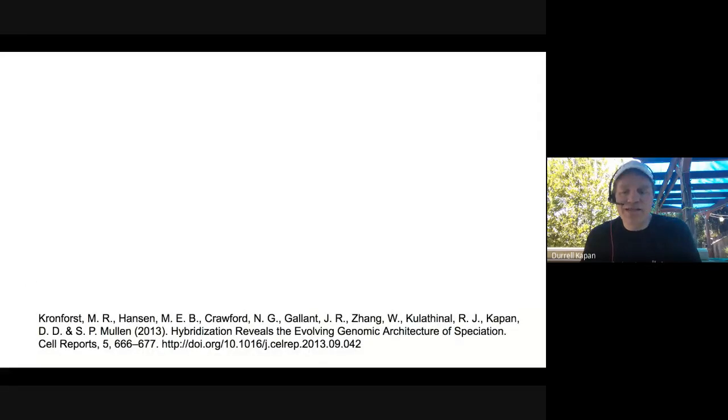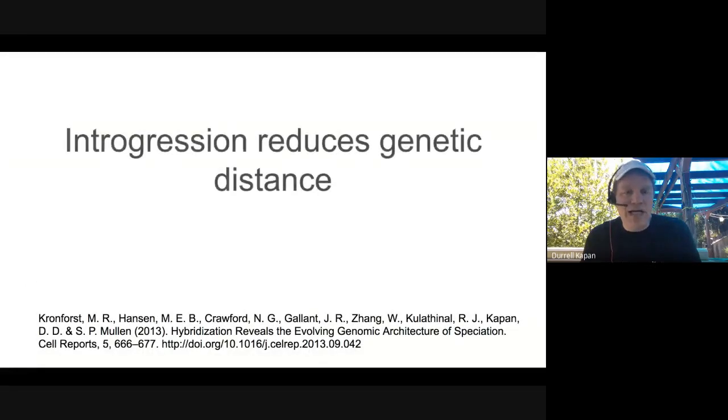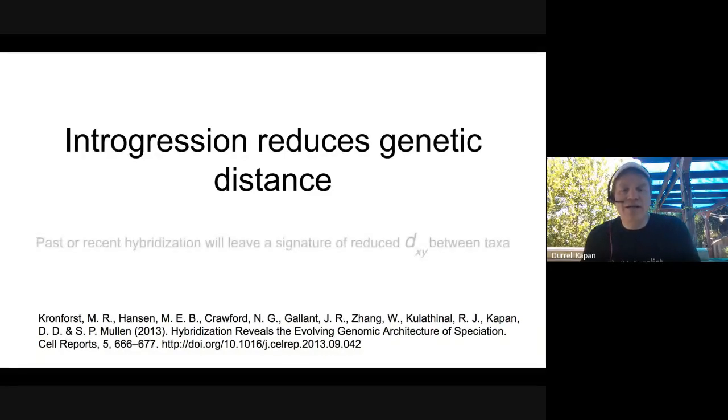So this led me to a really kind of obvious thought: genetic distance, like duh, we all know that. So why would we care? And a hypothesis: past or recent hybridization will leave a signature in reduced DXY. Of course, that's obvious. So what can we do with that?